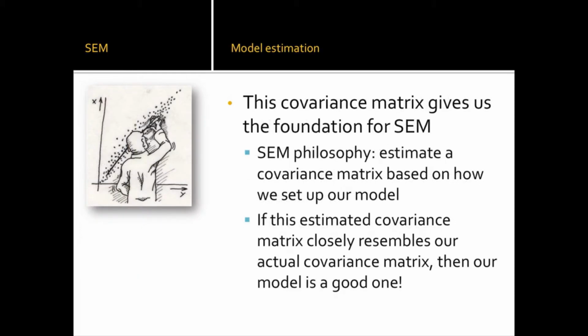So this is a slide that I've shown you before. This is the general foundation for what we're doing. Philosophically, we're comparing our data to our model by way of covariance matrices. And this is what we've been doing for path analysis and for confirmatory factor analysis as well. So we're going to operate under this umbrella philosophy of what we're trying to accomplish.